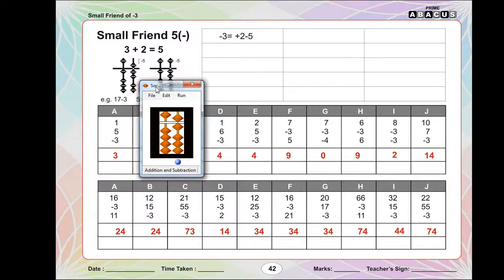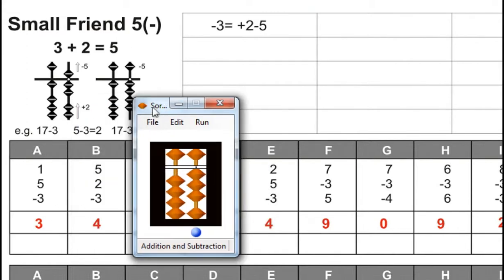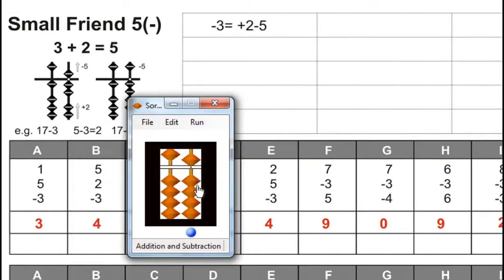Page number 42. 1 plus 5 minus 3. For that, the formula is minus 5 plus 2. Answer is 3. Next, 5 plus 2 minus 3. For that, minus 5 plus 2. Answer is 4.